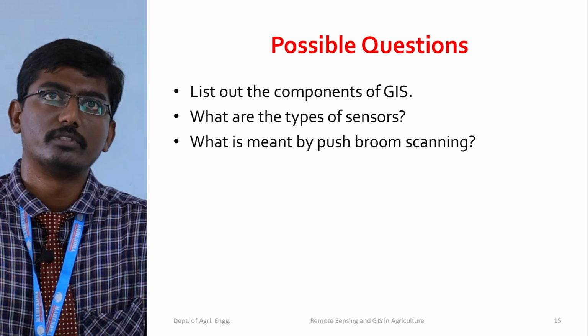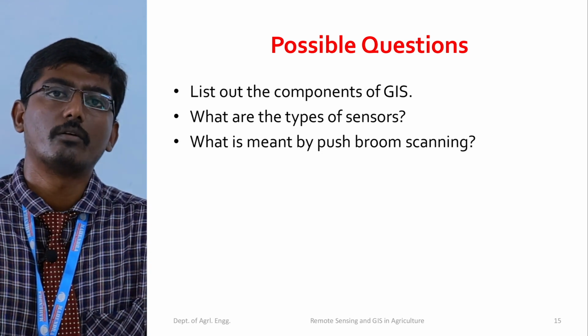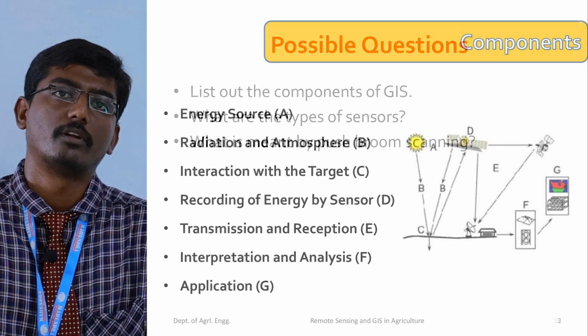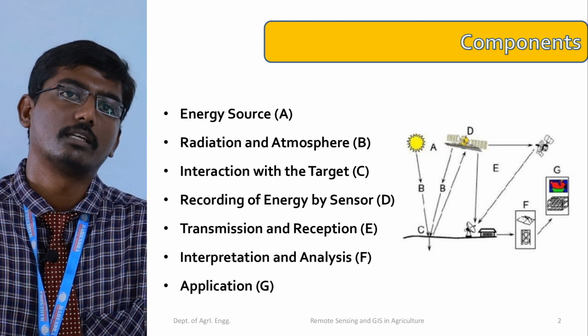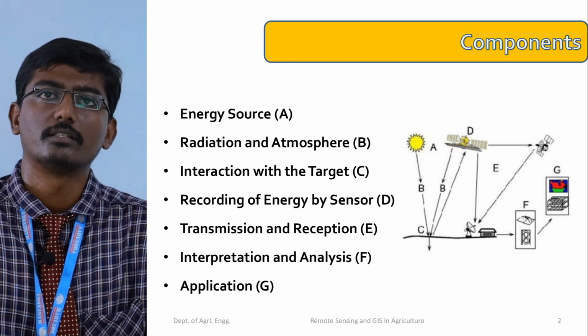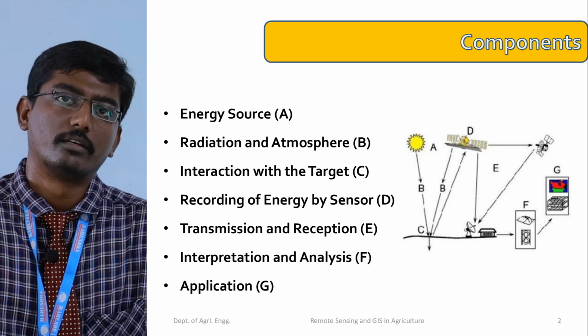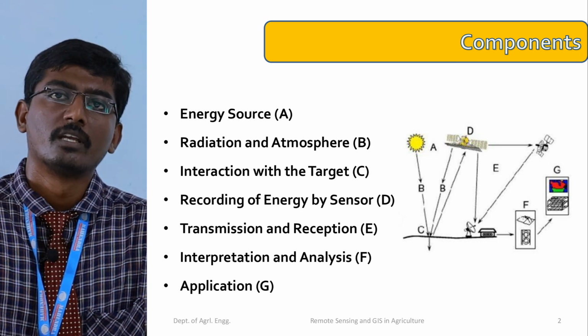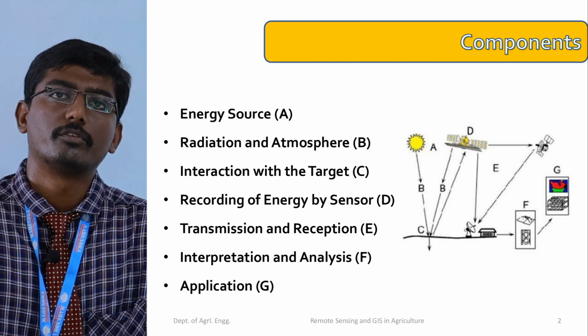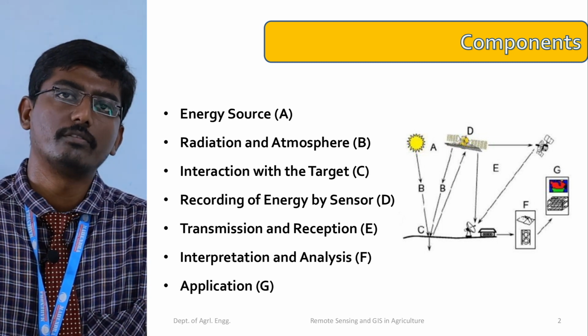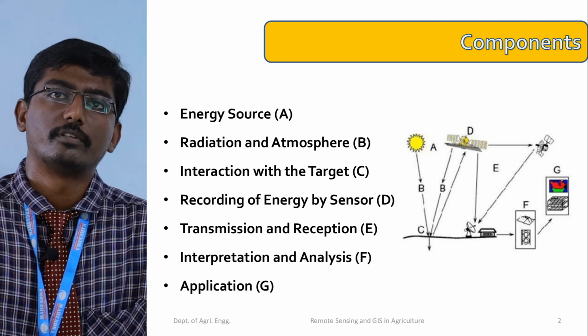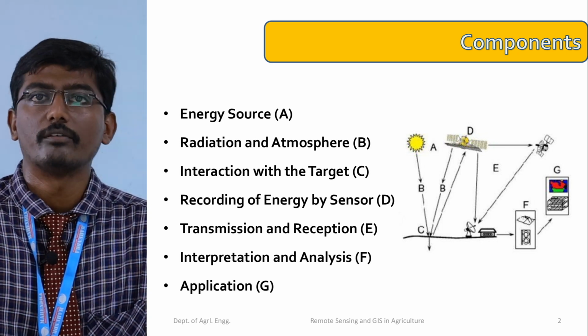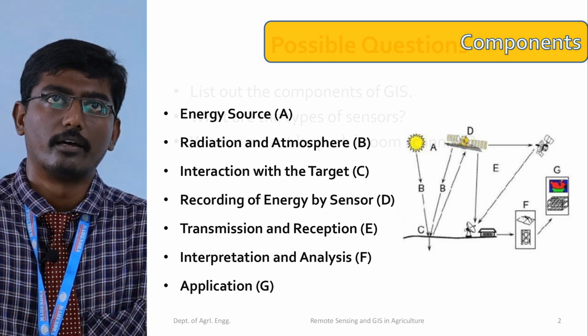List out the components of GIS. We have seen the 7 components. First, the energy source. The second is the energy source interacting with the atmosphere. Third is the reflected energy being absorbed and recorded in the sensor. The fourth is the transmission of data, the fifth is the interpretation and receiving of the data, the sixth is the analysis of the data, and the seventh is the application of this data.